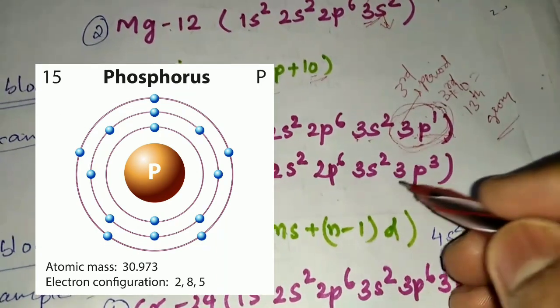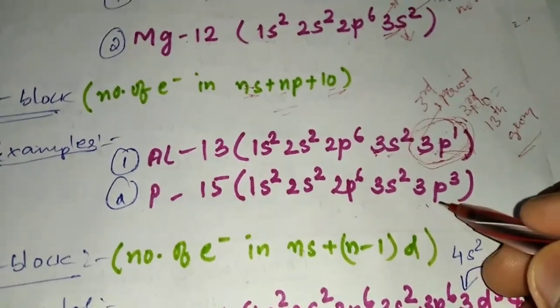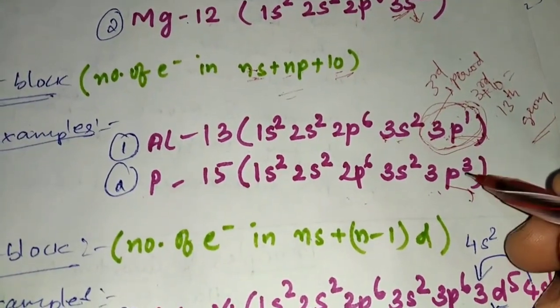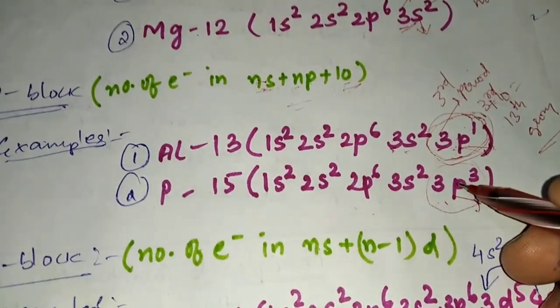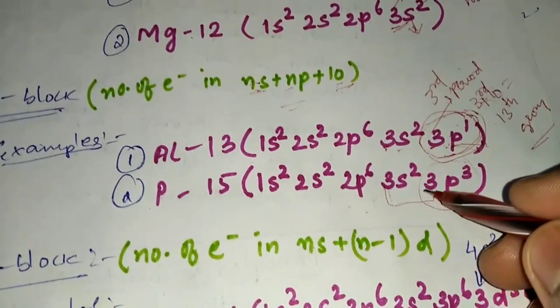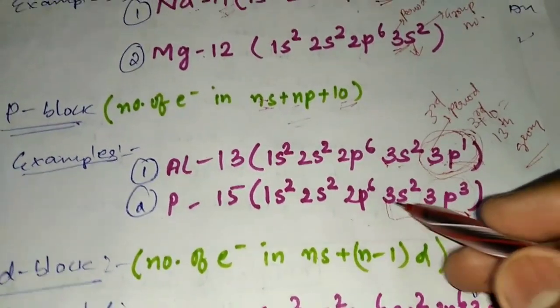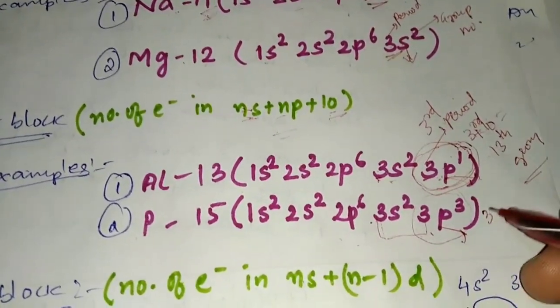Now let us find out the block, period and group number for this one. The block here becomes the P block again, because the outermost electronic configuration is in the p subshell. And the period number is the maximum n value. The maximum number of shells here is 3. So 3 shells becomes our period number, so third is the period number.